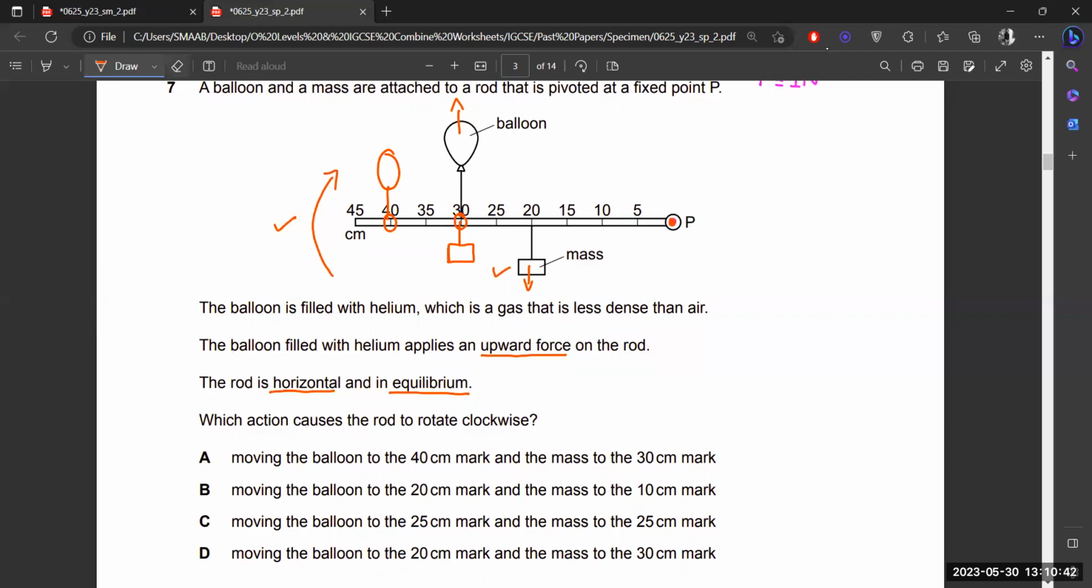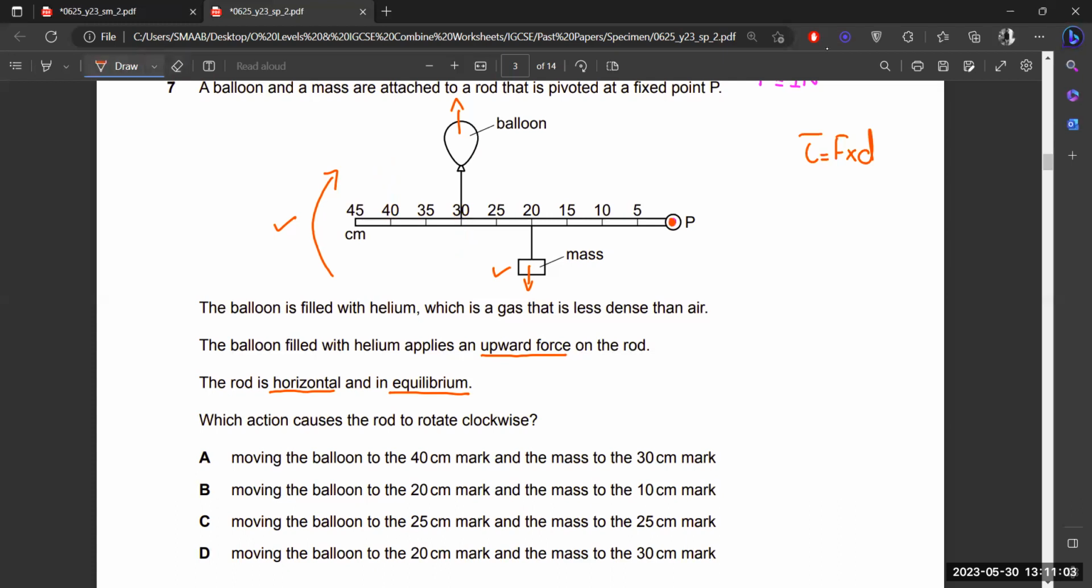So option A is not possible because you know the concept of moment, torque equals F into D. If we increase the moment, that will increase the rotation or the moment on the rod, right? So option A is not possible.